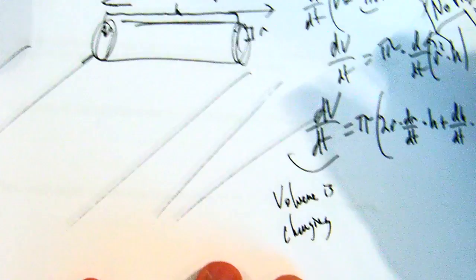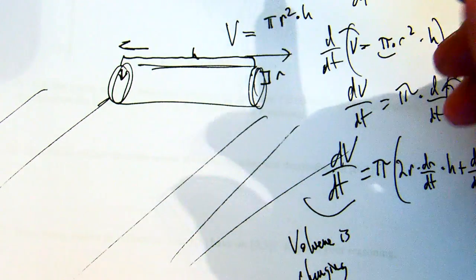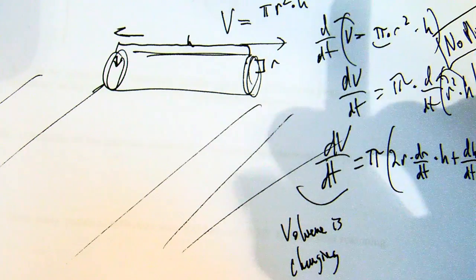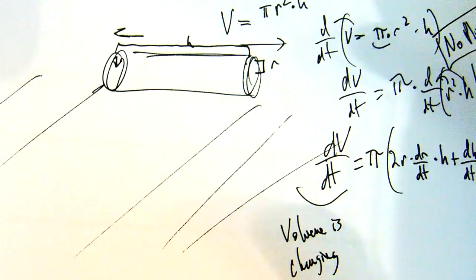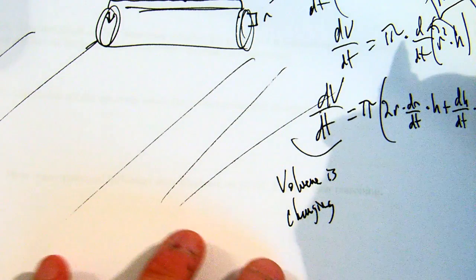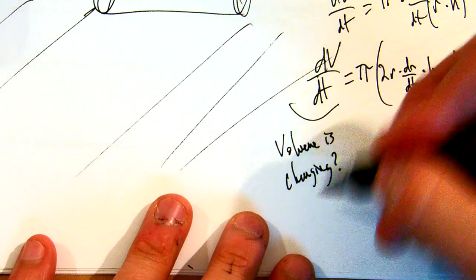And if you think about it, does this volume change? Well, changing means it either increases or decreases. It can't really increase or decrease, because it's not like you're cutting it up. You're just making it a different shape. So the volume is not changing, right? So this dv dt is 0.